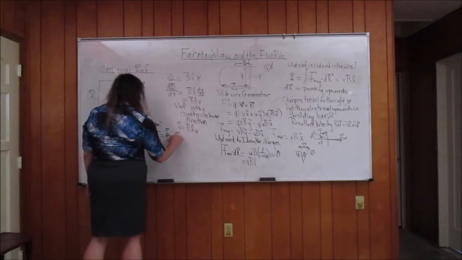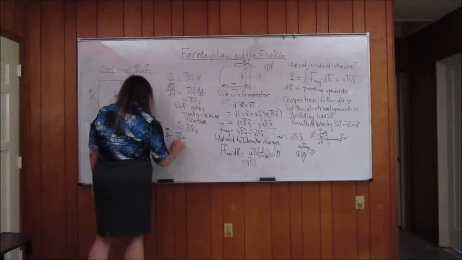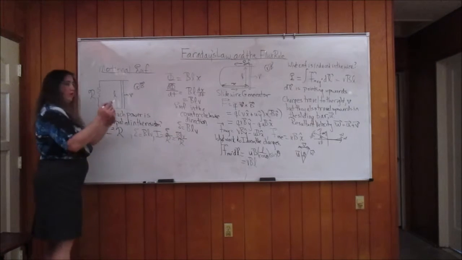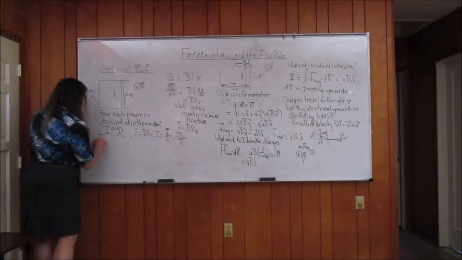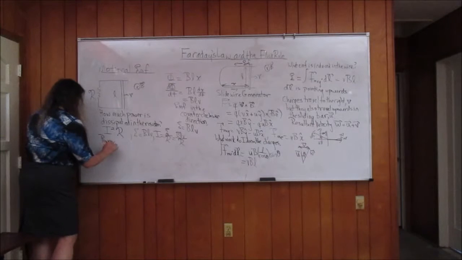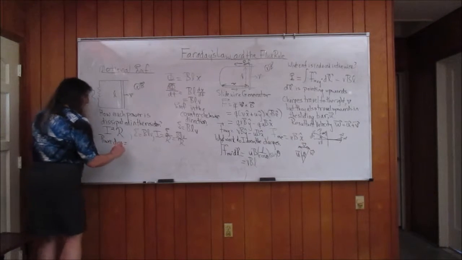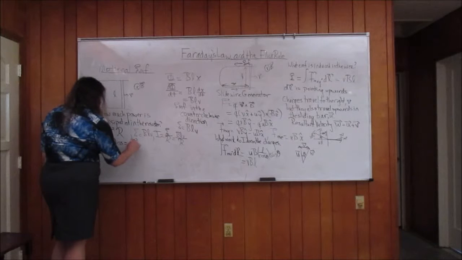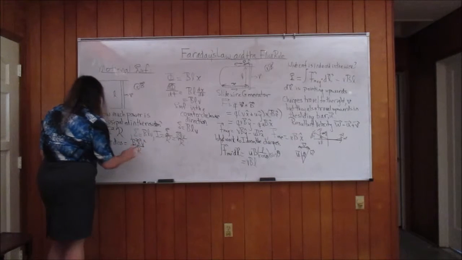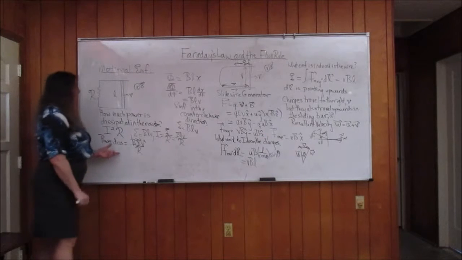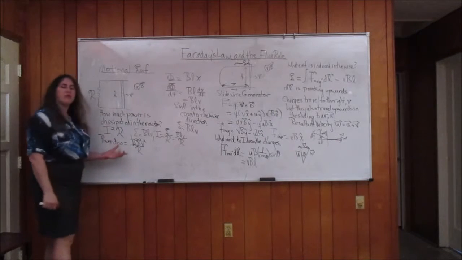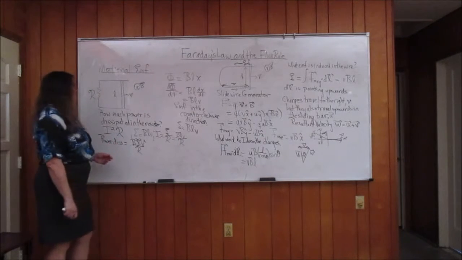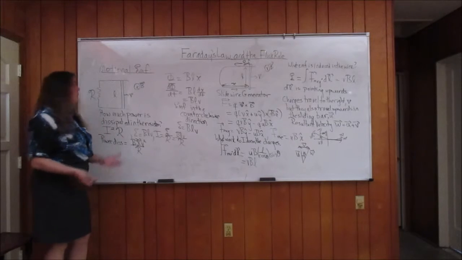And that's BLV over R. So therefore, the power dissipated is equal to B squared L squared V squared over R. Again, where does this power that's being dissipated go? It's going to be dissipated in the form of heat. Where does that energy come from? It has to come from somewhere.